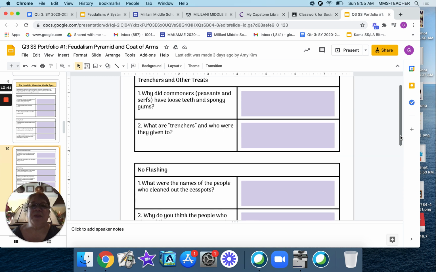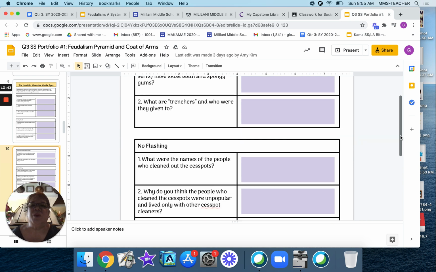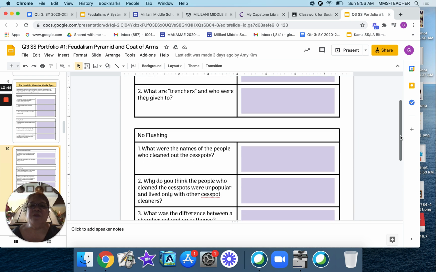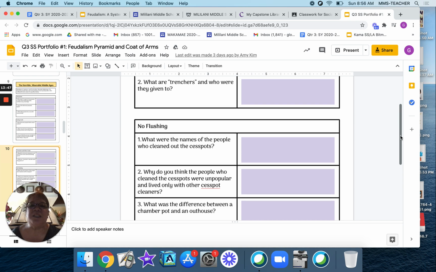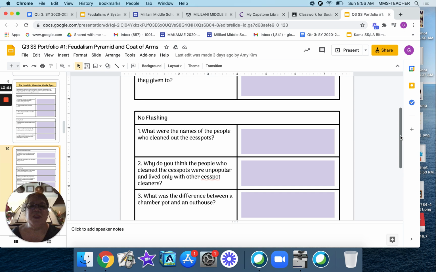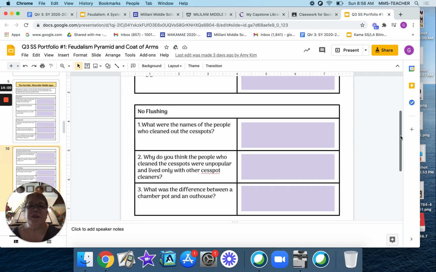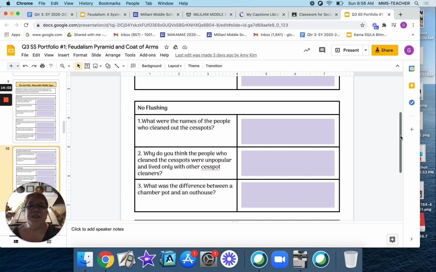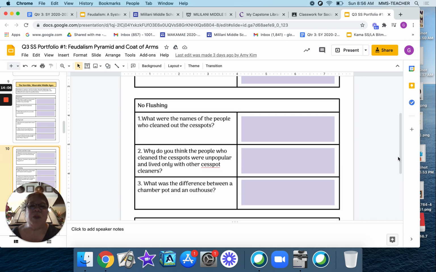Okay, the subtopic on no flushing. Number 1. What were the names of the people who cleaned out the cesspots? Number 2, why do you think the people who cleaned the cesspots were unpopular and living only with other cesspot cleaners? Number 3, what was the difference between a chamber pot and an outhouse?